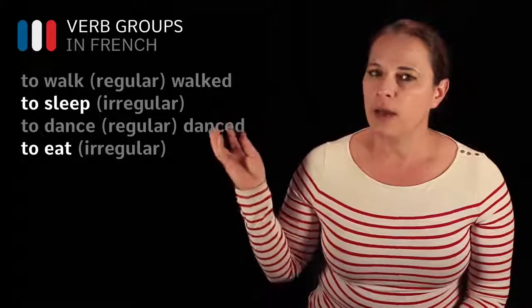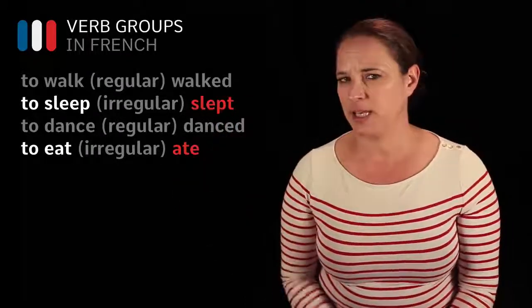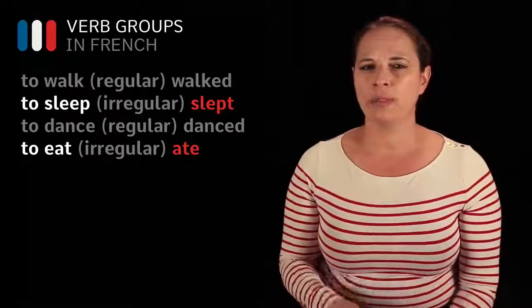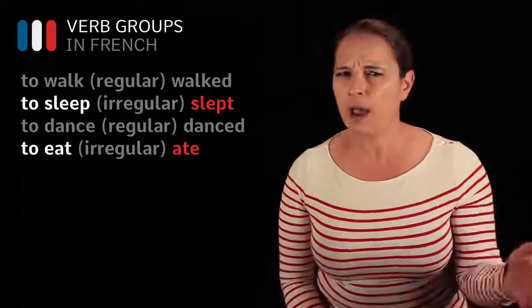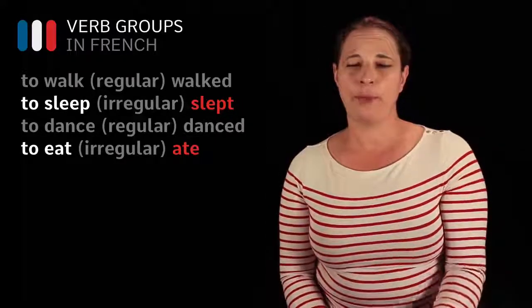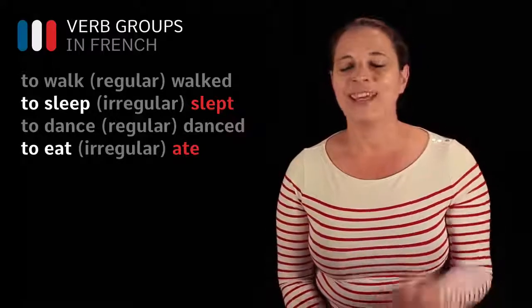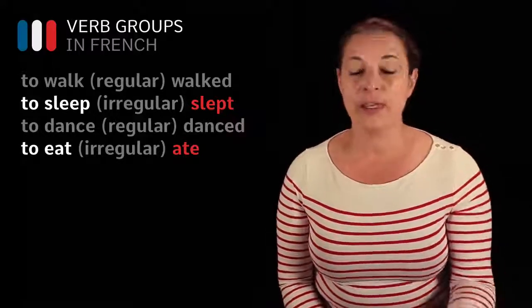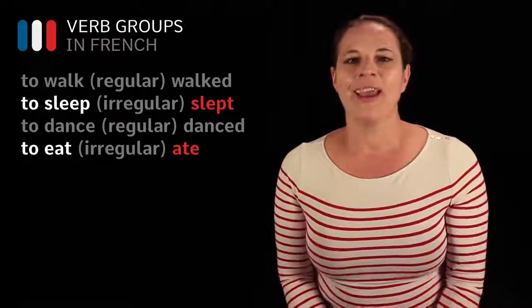So, to sleep becomes I slept. To eat becomes I ate. To fight becomes I fought. To drink becomes I drank. Do you see what happened? In English you've got regular verbs and irregular verbs. Well, guess what? Exactly the same in French.